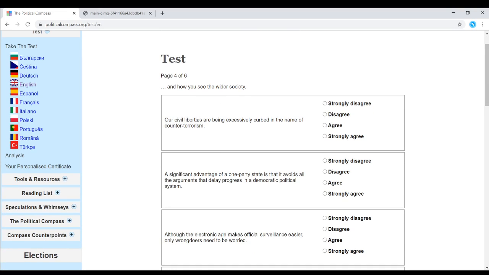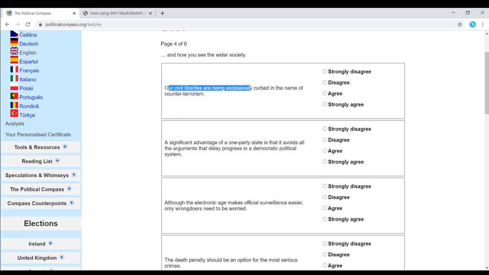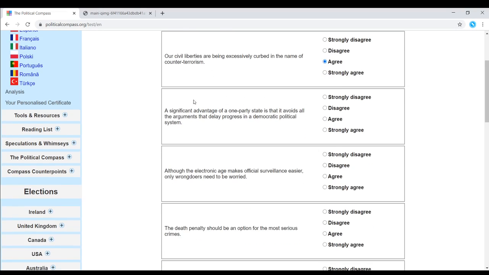And how you see wider society. Our civil liberties are being excessively curbed in the name of counterterrorism. I agree. I don't strongly agree. I believe that counterterrorism has been used as an excuse to especially jeopardize our privacy. And that's a big concern to me, but we need to have some sort of surveillance in society.